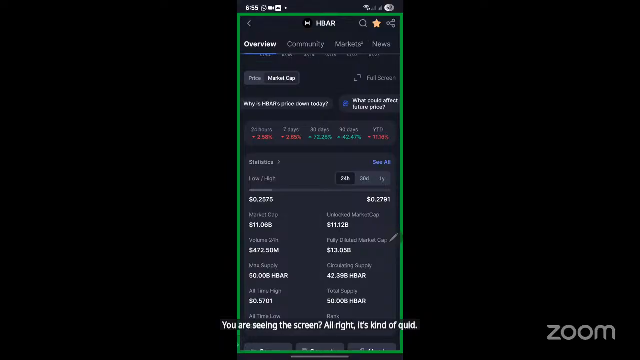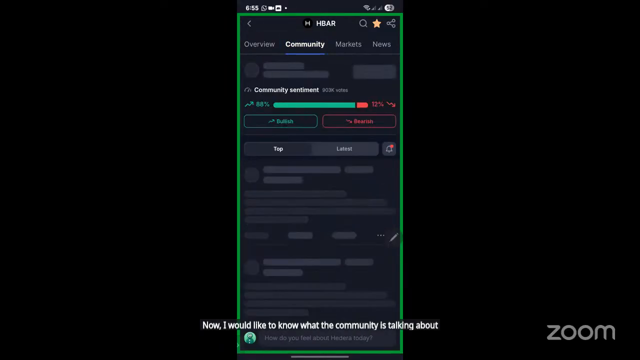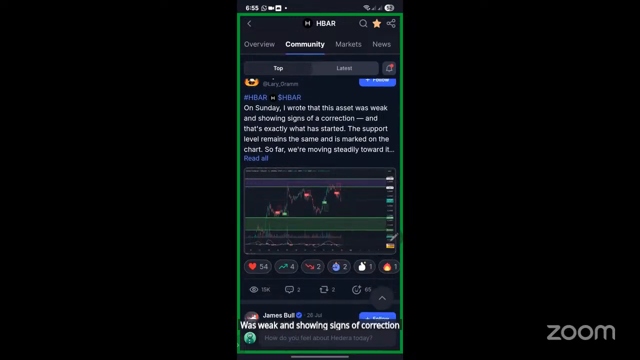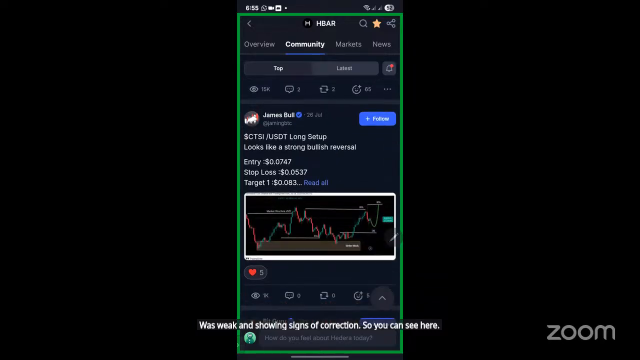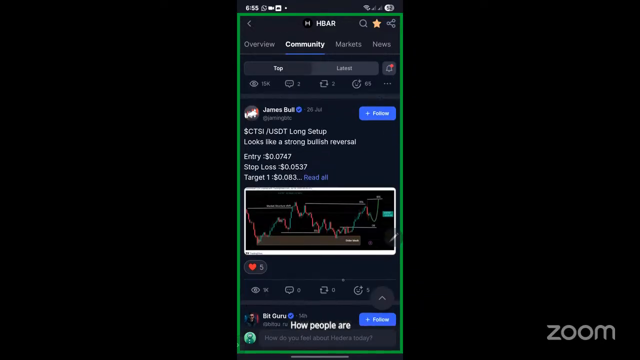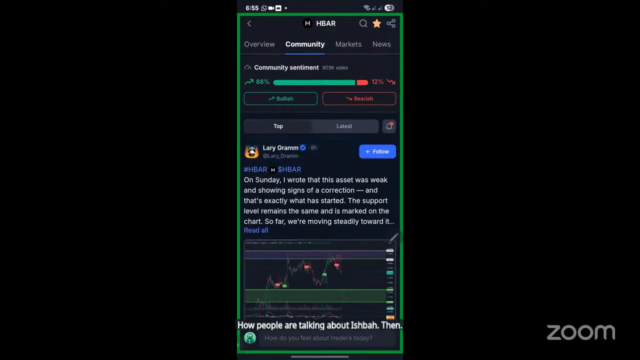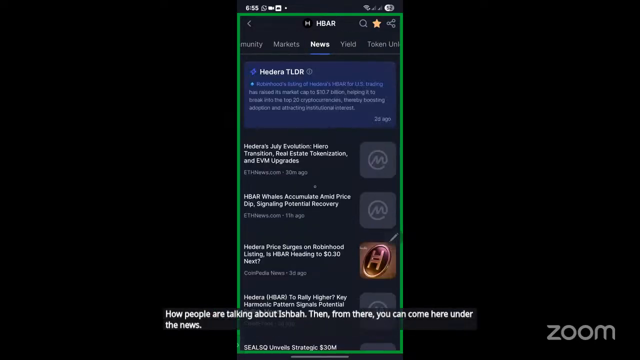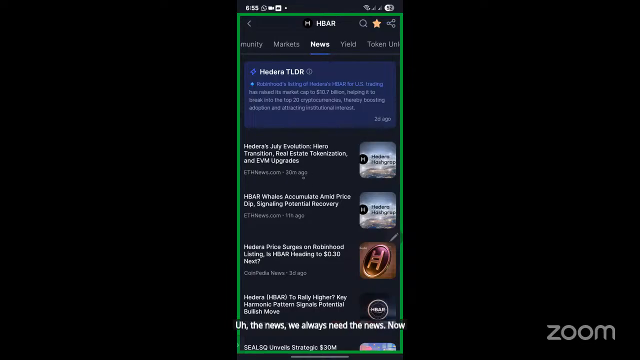Now, I would like to know what the community is talking about HBAR. On Sunday, I wrote that its asset was weak and showing signs of correction. So you can see here how people are talking about HBAR. Then from there, you can come here under the news. We always need the news. This one was posted 30 minutes ago.